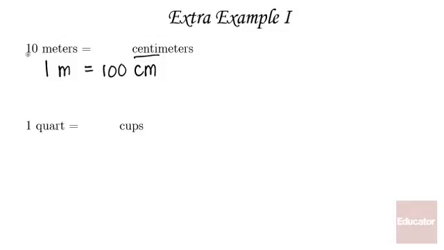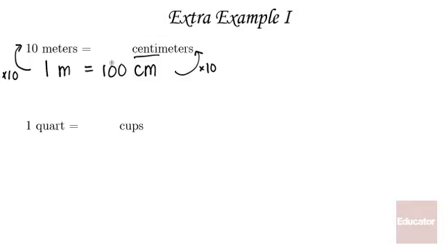So from meter, 1 meter was the same as 100 centimeters. So to get from 1 to this, you multiply by what? By 10, right? Multiply by 10. So in the same way, I have to take 100 and then multiply it by 10 to get how many centimeters is going to equal 10 meters.